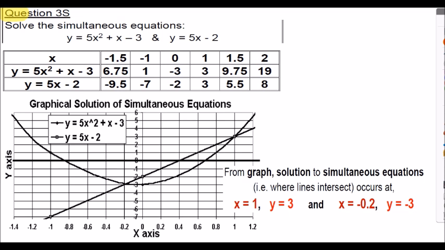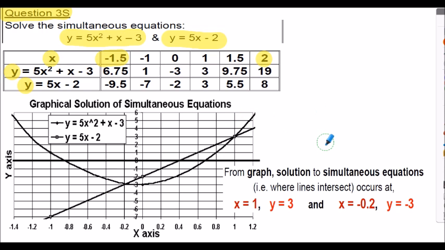Question 3s, graphical solution, solving the simultaneous equations given. Again, the quadratic equation and the linear equation are already rearranged in appropriate format for us. The range of x values I've used here is between -1.5 and +2. Worked out my y values for the two equations and plotted the lines on the graph shown here.